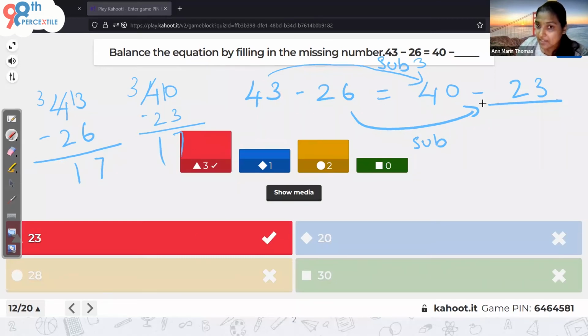How many did you subtract here? You subtracted 3 from 26, and then you got 23 as your answer. So aren't we balancing the equation on both sides? Yes, you subtracted 3 here and 3 there, and you were getting the same answer on both ends, that is 17. And so it is balanced, right? So the statement says right. So the answer is 23.